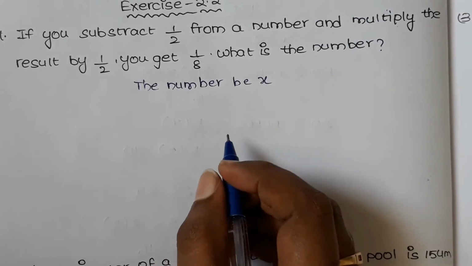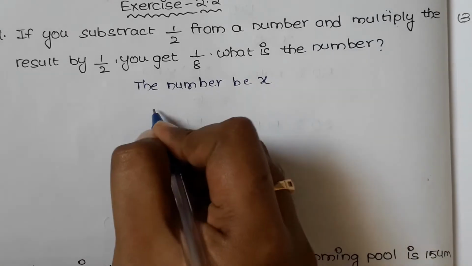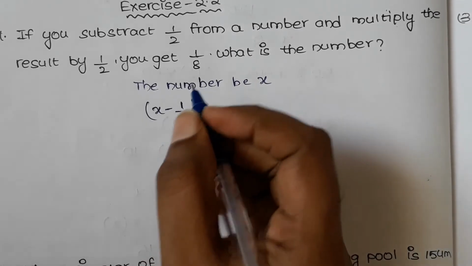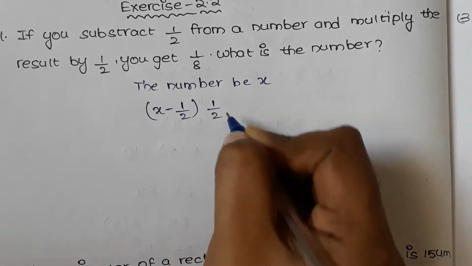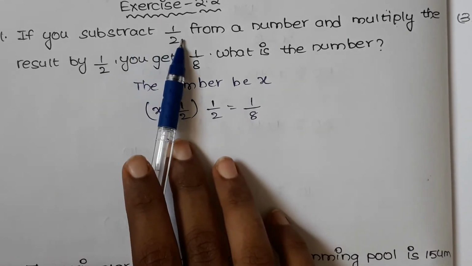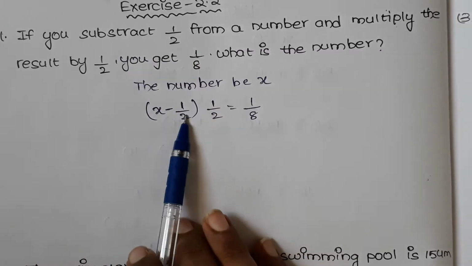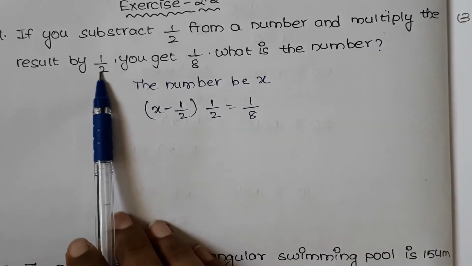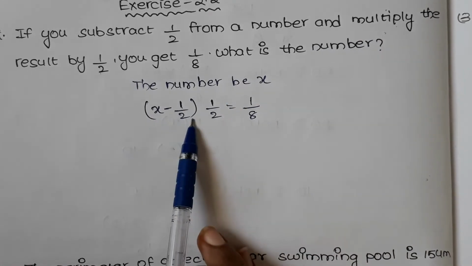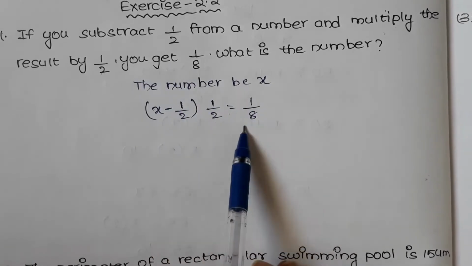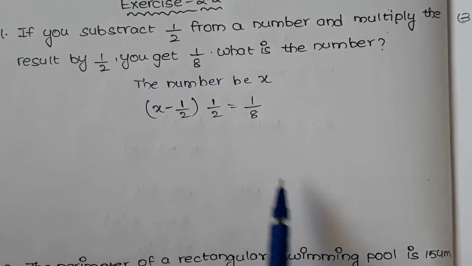According to the question, here (x minus 1 by 2) into 1 by 2 equals to 1 by 8. Here given that 1 by 2 is subtracted from a number, that is x minus 1 by 2, and the result is multiplied by 1 by 2, that is (x minus 1 by 2) into 1 by 2 equals to, you will get 1 by 8. According to question, this is the equation.